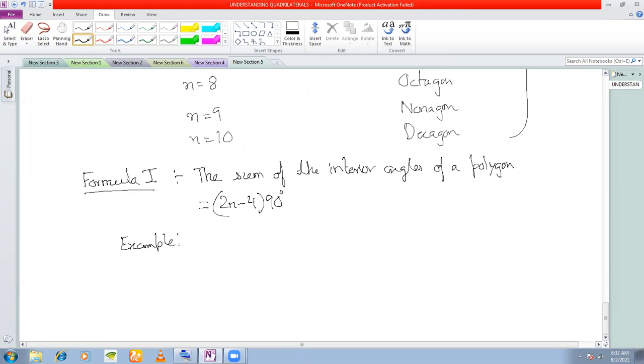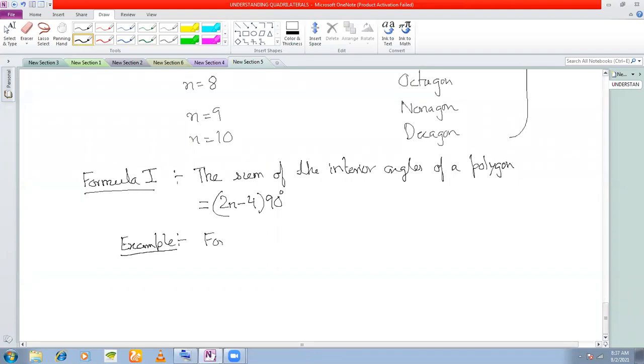For a triangle, what is the sum of the interior angles? You have done this in geometry last year. What is the sum of interior angles of a triangle? Sir, 60 plus 60 plus 60. Sum of interior angles of a triangle is 180 degrees, isn't it? Yes, sir. So how are we getting this?